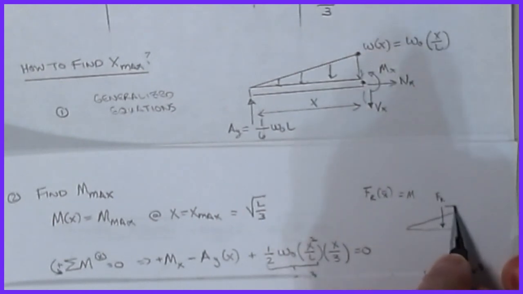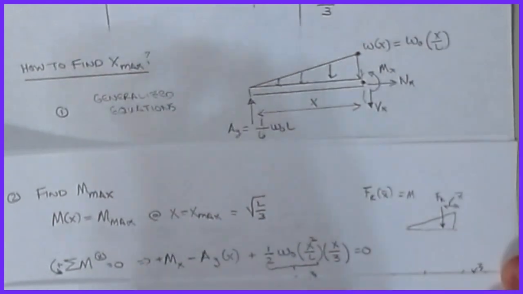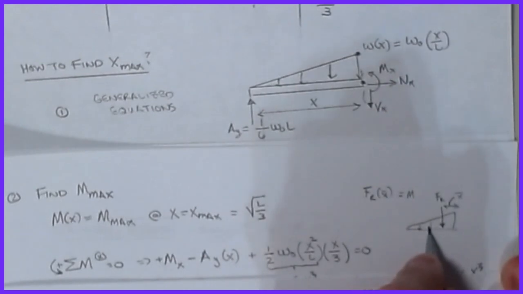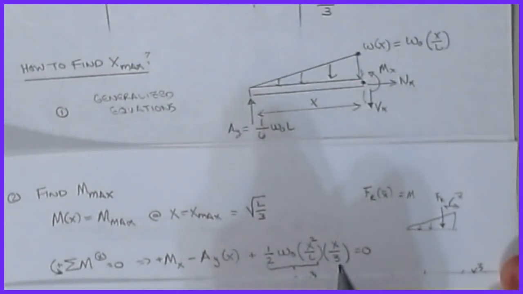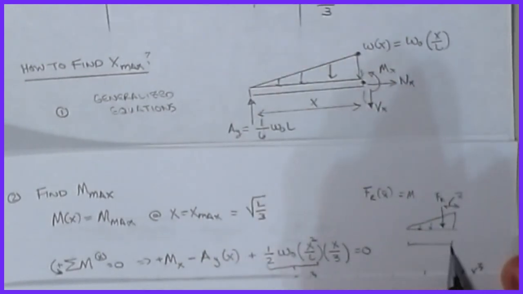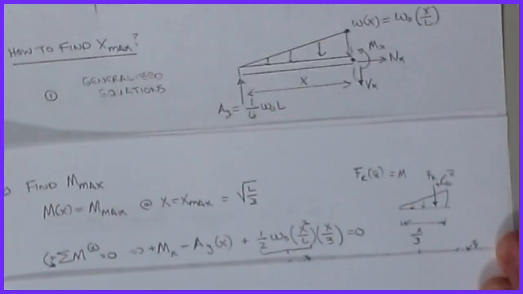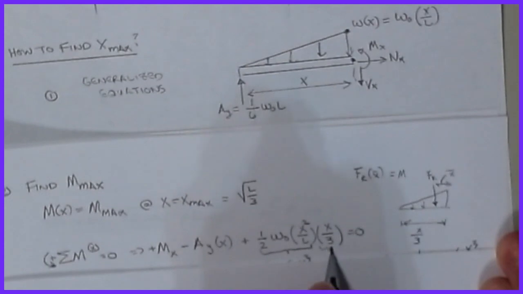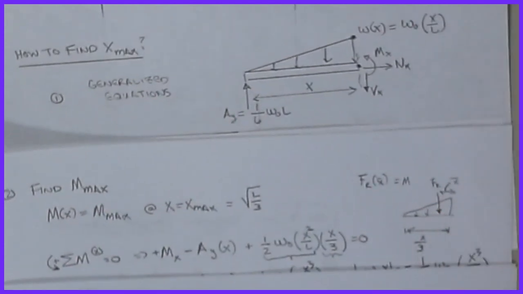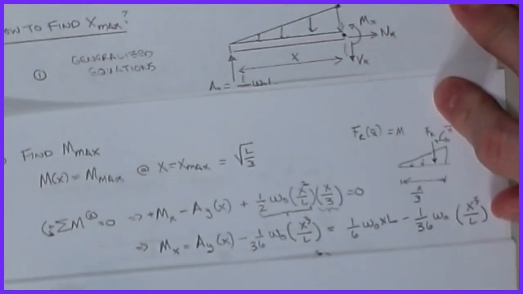That's FR, and we're calling that x bar. We know that for a linear or triangular load, x bar is going to be equal to, in this case, if it's x long, x over 3. Okay, and so that's where this piece here is coming from. So that's the moment, and it's going in a counterclockwise direction, so it's positive also.